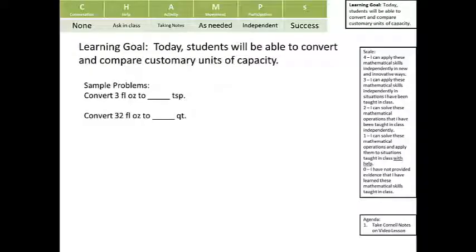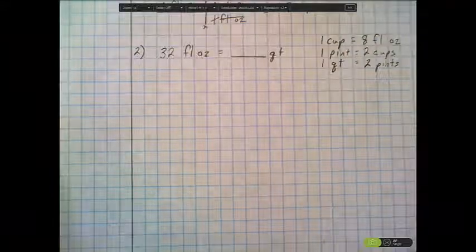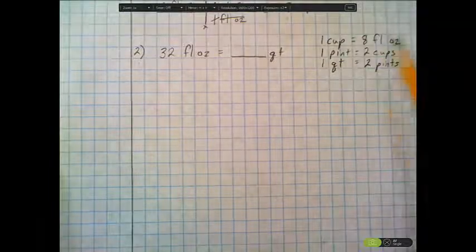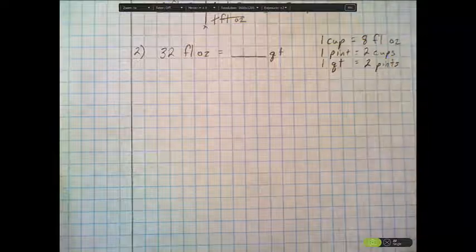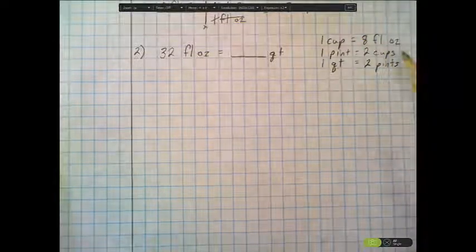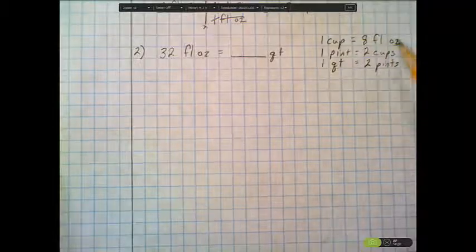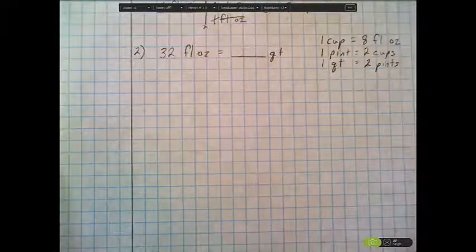Our next sample problem is we're going to convert 32 fluid ounces to some number of quarts. Alright, so we've written down the second problem. 32 fluid ounces is equal to some number of quarts. I've also written down several conversion factors, and this is one of the benefits of using dimensional analysis, is that if you do not have the exact conversion factor, you can use combinations of conversion factors in order to help you calculate and solve that answer.